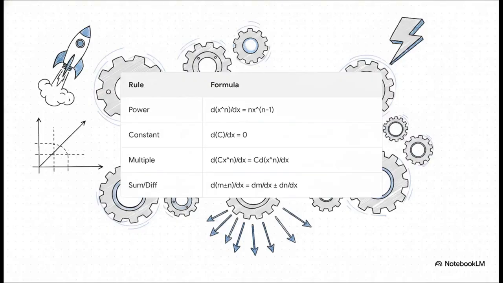I highly recommend you take a mental snapshot of this cheat sheet right now. We've got the power rule, the constant rule, the multiple rule, and the sum or difference rule. Seriously, lock these in because these rules are your primary survival tools for 11th and 12th grade physics.